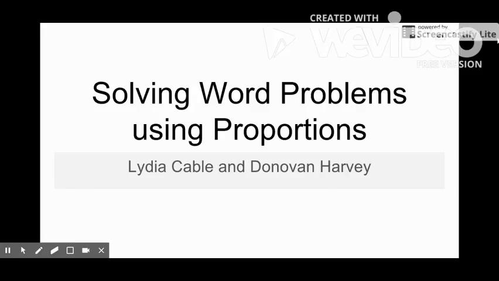If you have read the title, you should already know this. Hi, I'm Lydia, and we are going to learn about how to solve word problems using proportions. We'll go through it step by step because there are many different ways to solve them, but we are going to show you our way.